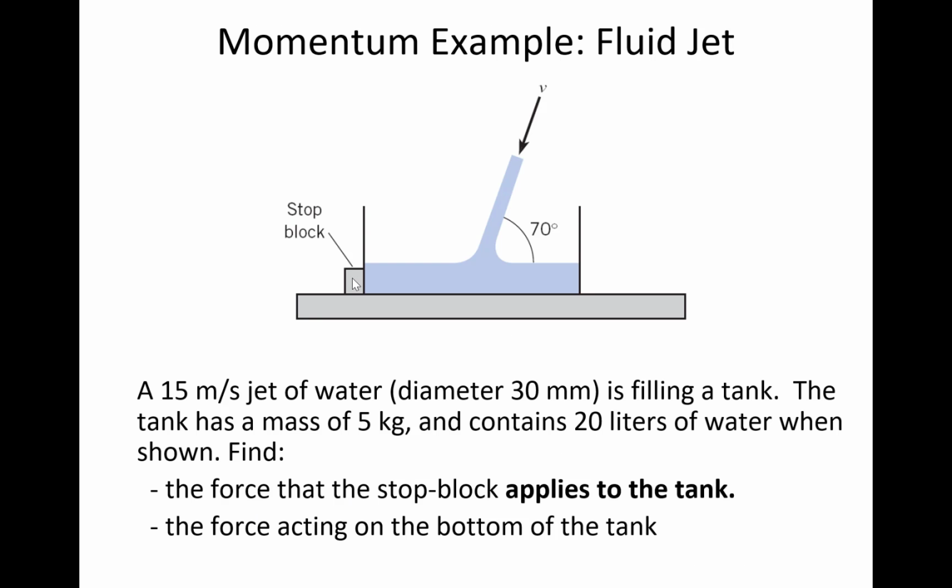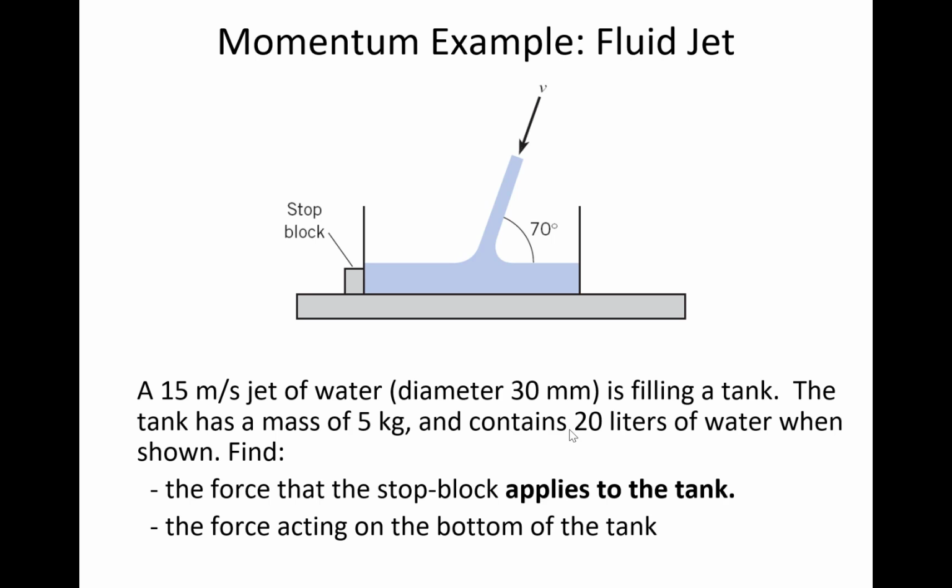And here's the first. So we have a fluid jet, and it's water, that is coming in at an angle, and it's filling a tank. And the tank is already partly full. The tank itself has a known mass of 5 kilograms. And then there's already a certain amount of water in the tank at this time, 20 liters of water.